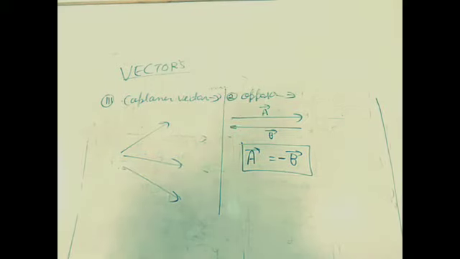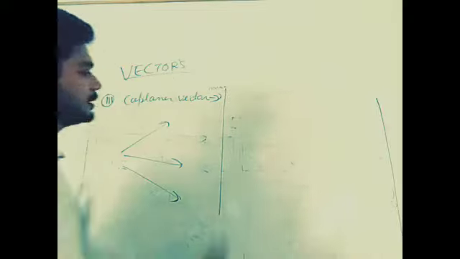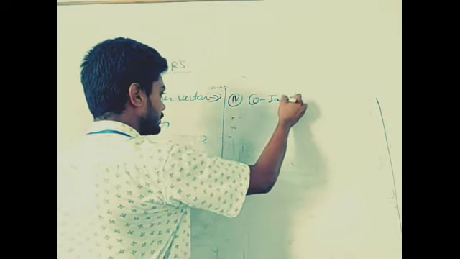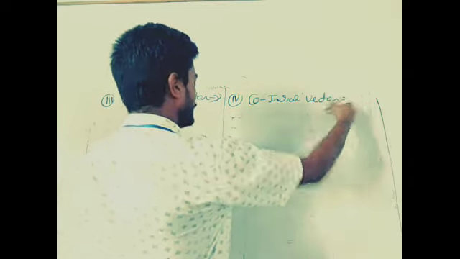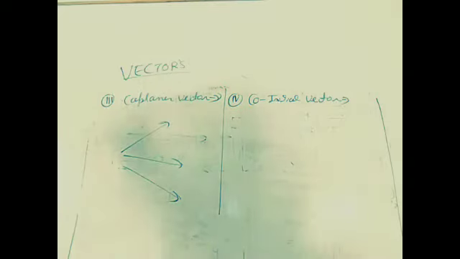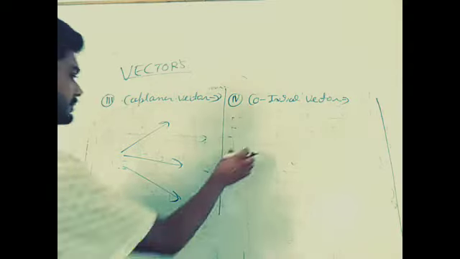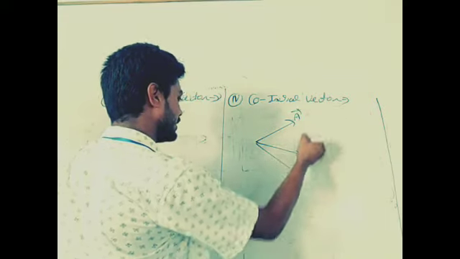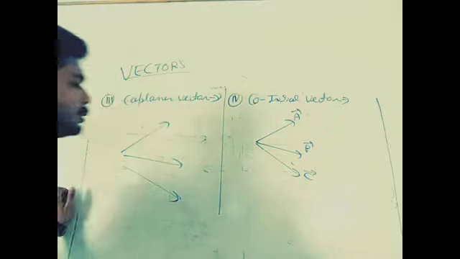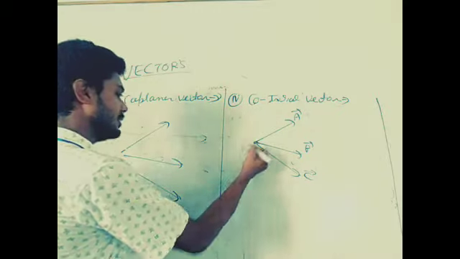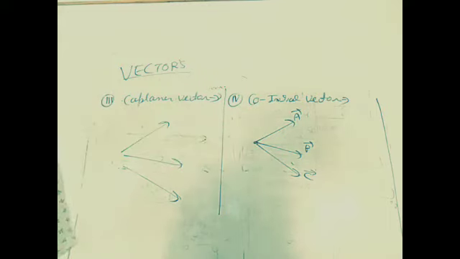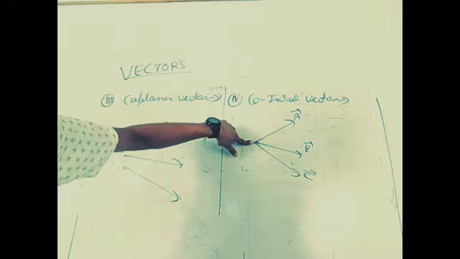Similarly, there is a fourth type of vector, and that fourth type is co-initial vector. What are co-initial vectors? You can see here, as the name suggests, co-initial. Suppose vectors A, B and C have a common initial point, whose initial point is the same. These three vectors will be called co-initial vectors because they are starting from the same common point.